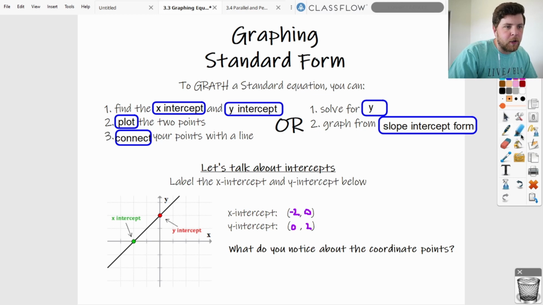So if you take a look at those points, what do we notice? The y value of your x-intercept is always 0. The x value of your y-intercept is always 0. Okay? So to find your x and y intercepts, all you have to do is plug in 0 for the opposite variable.